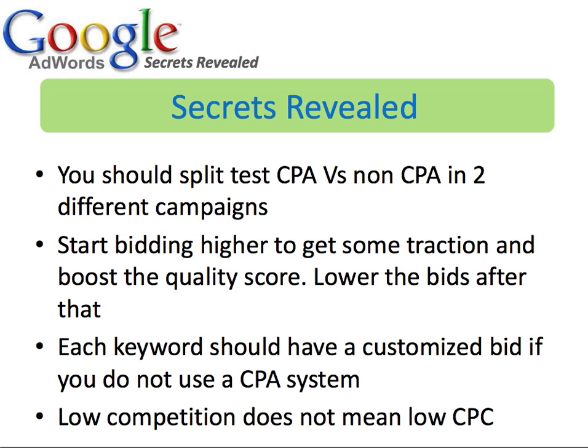Third, each keyword should have a custom bid if you're not using a CPA system or automatic bidding, because each keyword has its own history and you need to make sure that you focus on them individually. And finally, low competition does not mean low CPC. Google has a minimum cost per click requirement for each keyword, and therefore you can be the only person advertising for a keyword, and if Google wants you to pay $2, you're going to pay $2 per click. So competition is not equivalent to cost per click.